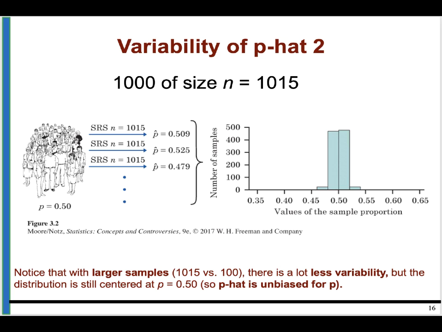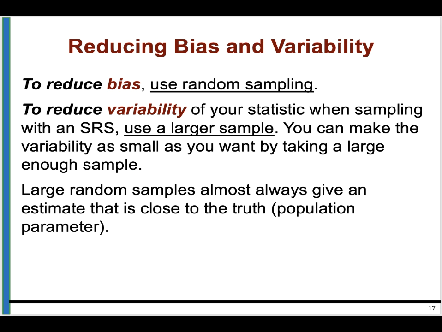You also see that all of these samples, when graphed, are centered around the true population parameter. This is what's called being unbiased. This p-hat is an unbiased estimate for the true population parameter. So when you want to reduce bias, you should use random sampling. If you want to reduce variability, you should use a larger sample. Random sampling provides an estimate that's close to the target, and a larger sample produces a result that is very close in spread to the true target.